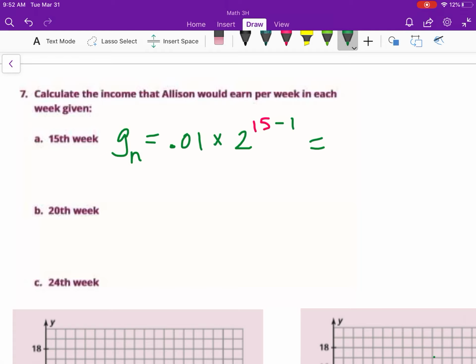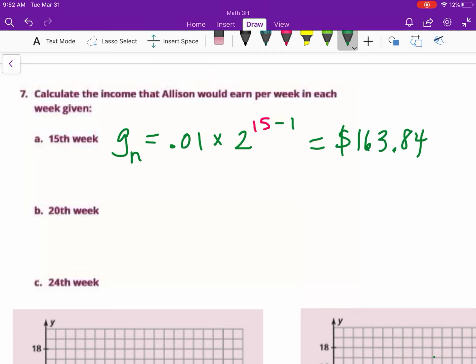Okay, $163.84. So check that out. As Beth keeps getting $10 a week, Allison's up to 163.84. Interesting.